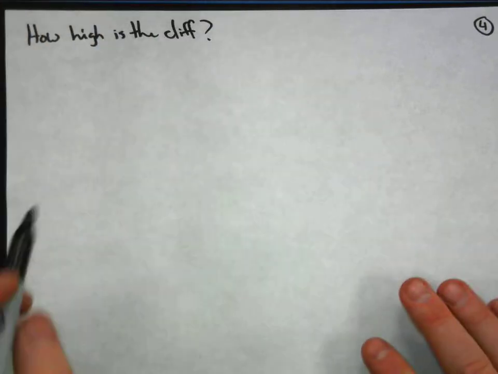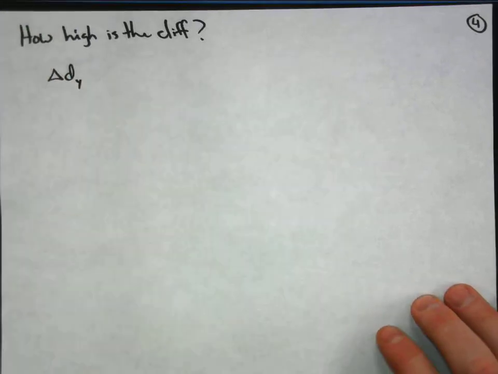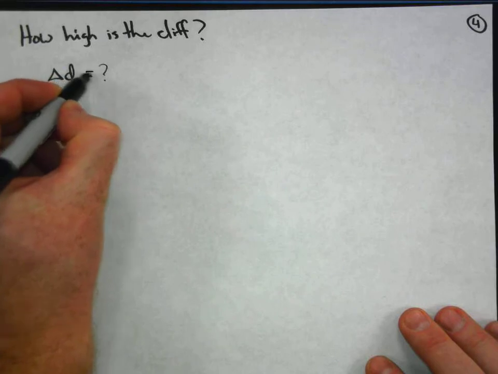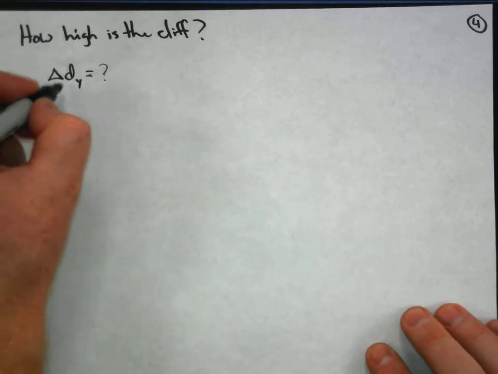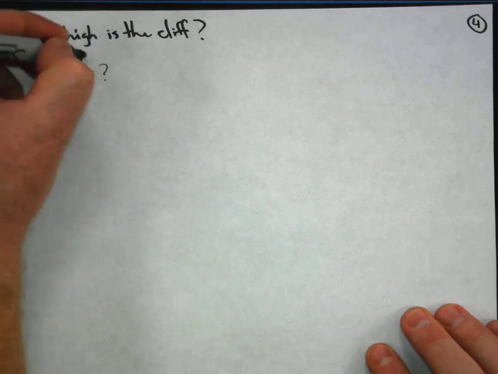How high is the cliff? That really is my delta d in the y direction, and that's what I want to know. Well, is there other information? I'm just going to create a list of information here, kind of like my knowns and unknown.